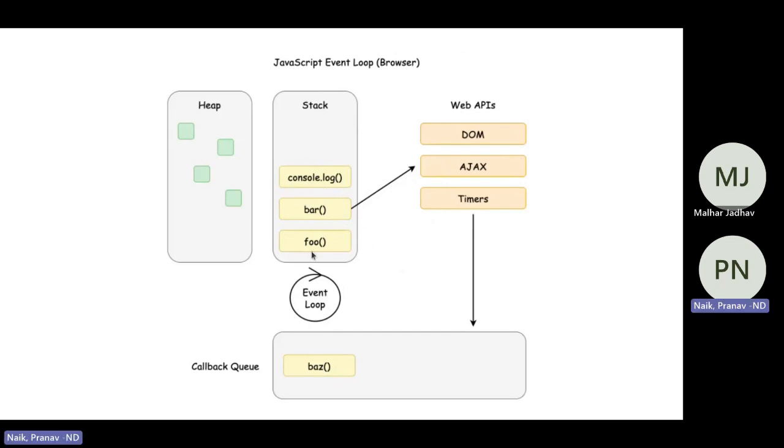Once the stack is empty and there is nothing to call from the stack, the JavaScript event loop will check the callback queue. It will check whether the response is present or not, and it will execute it. Once the callback queue is exhausted, it keeps checking in a loop manner.